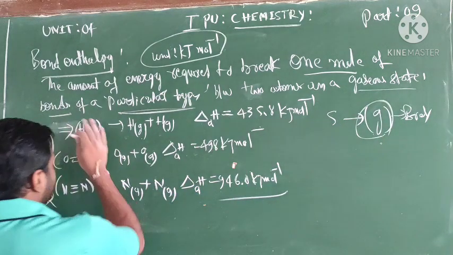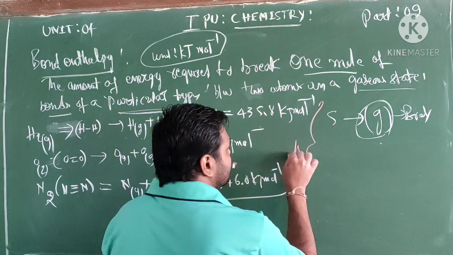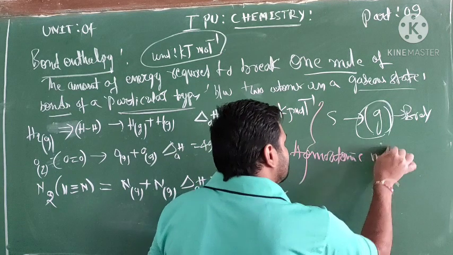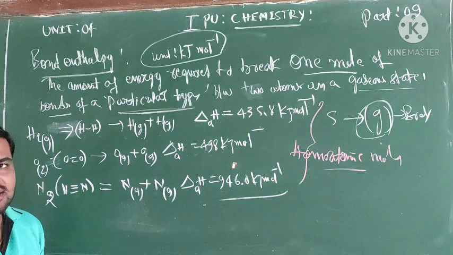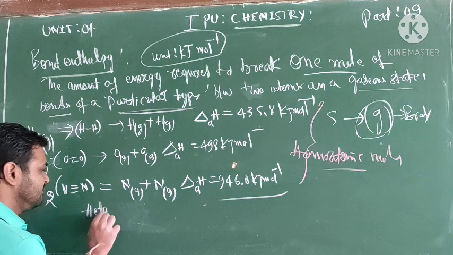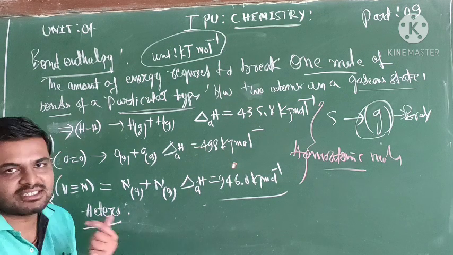See here, these are all called homoatomic molecules. These 3 are homoatomic molecules, meaning the same atoms: H2, O2, N2. Let us take an example of a hetero one. Hetero means a heteroatomic molecule, with different atoms.